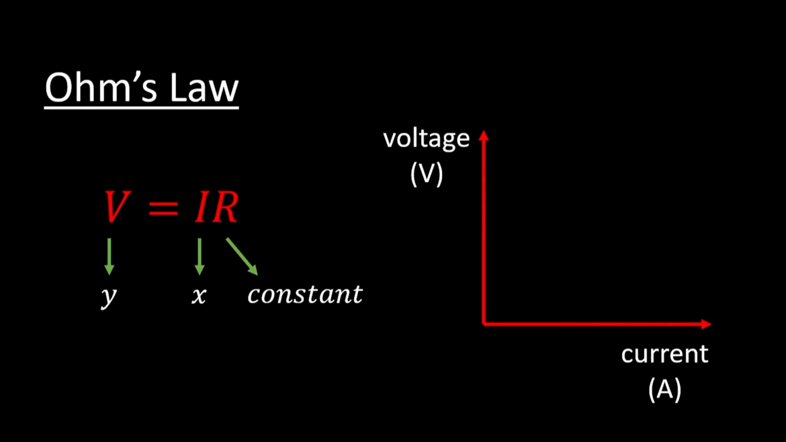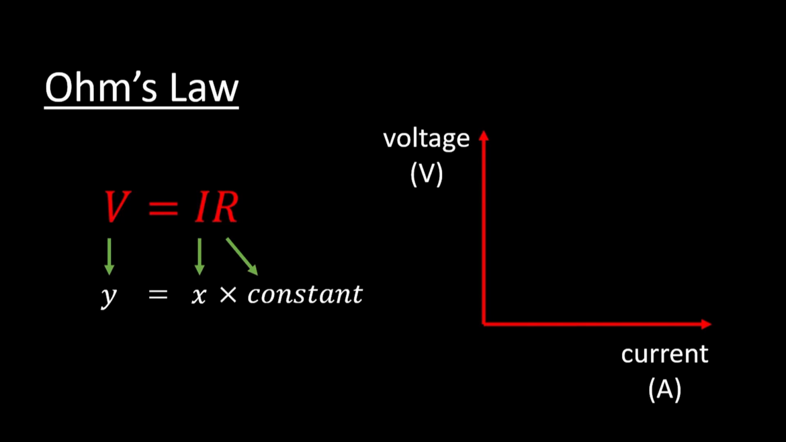Some resistors are non-ohmic. In other words, the value of the resistance changes with voltage or with current. For our purpose, we will study ohmic resistors only. So in the case of ohmic resistors, the resistance value is constant.